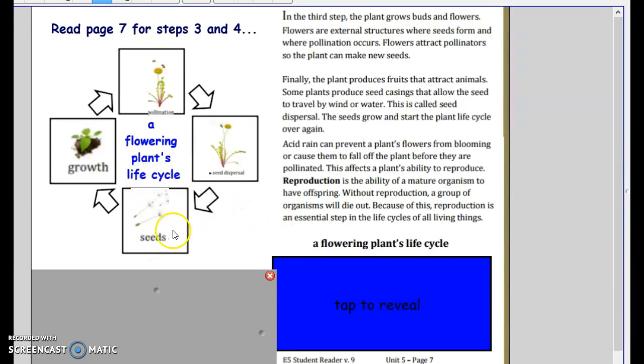So we have seeds, they grow into a plant, there's pollination, there's new seeds, there's seed dispersal, the seeds blow somewhere or are carried somewhere, and then you have new seeds all over again.